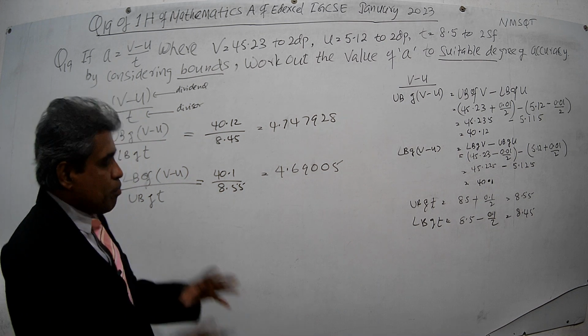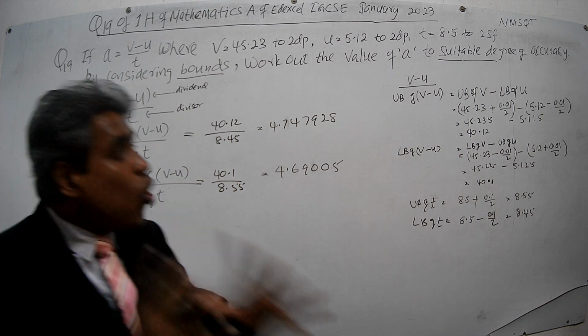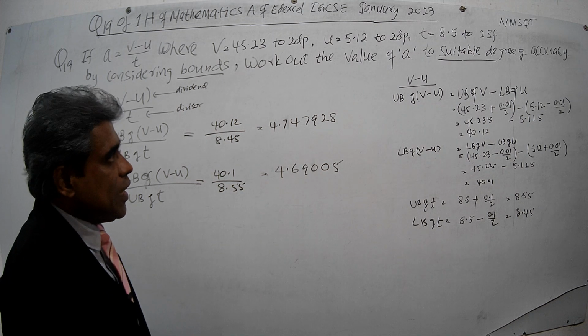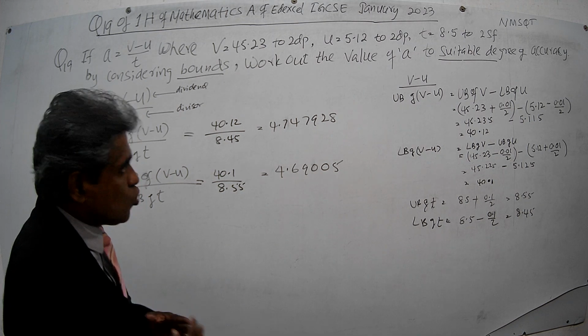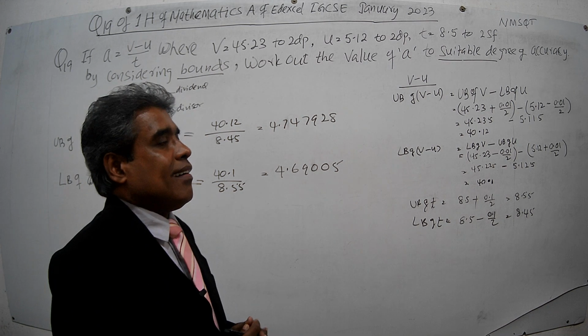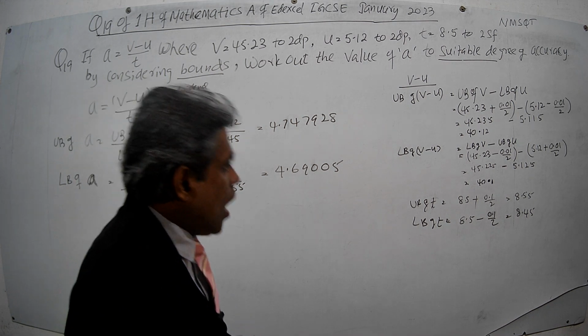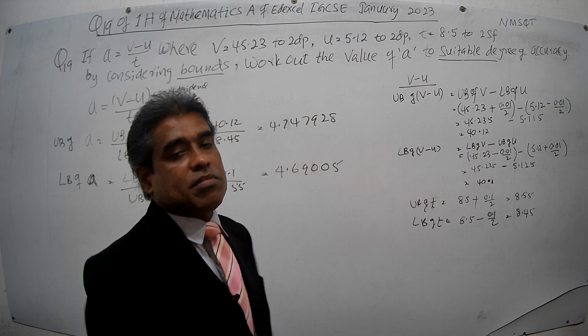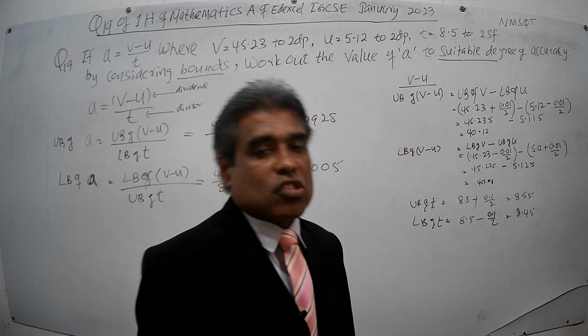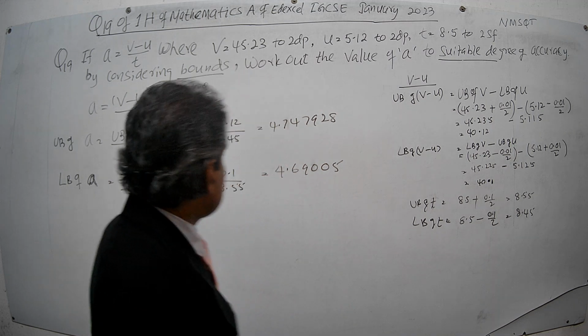Therefore, for the accuracy to be the most, the suitable degree of accuracy must be the degree of accuracy which is chosen with the highest possible number of significant figures or decimal places. Highest possible number of significant figures or decimal places. Now we will go to the highest.